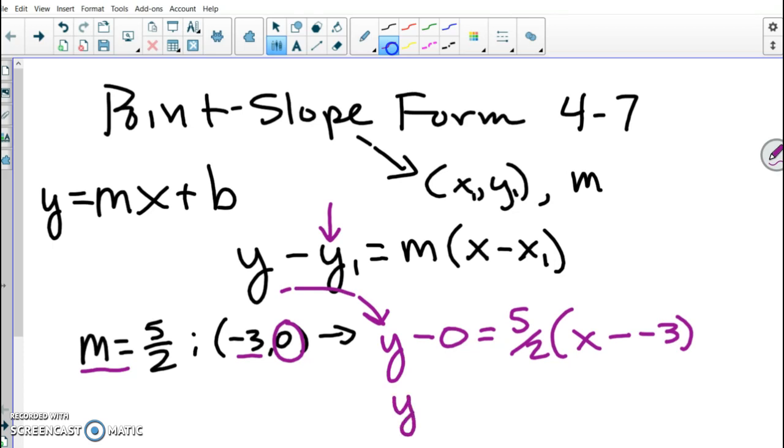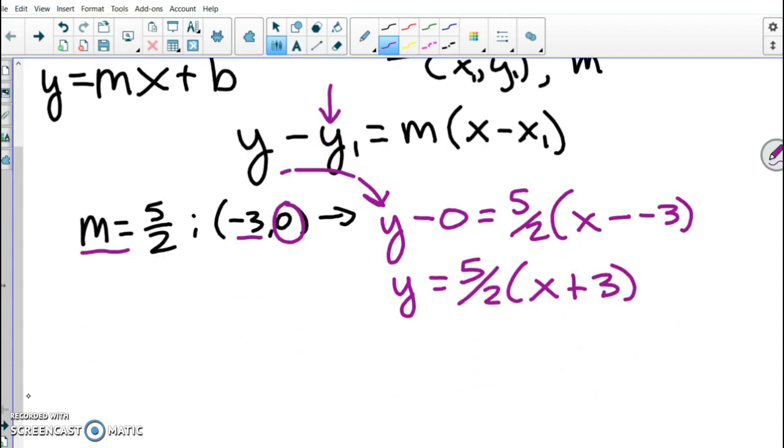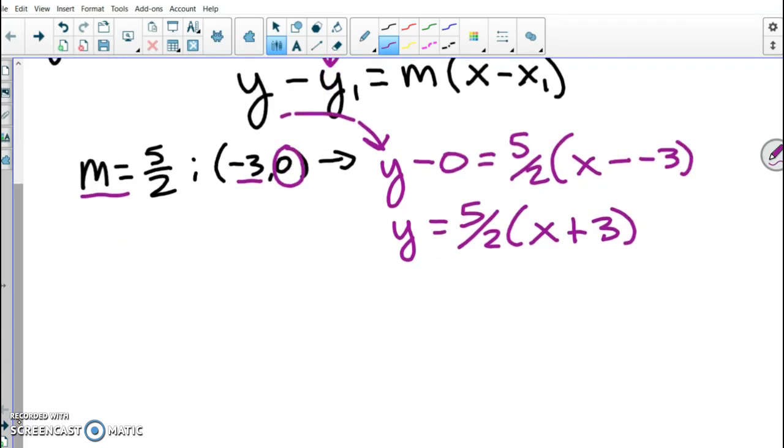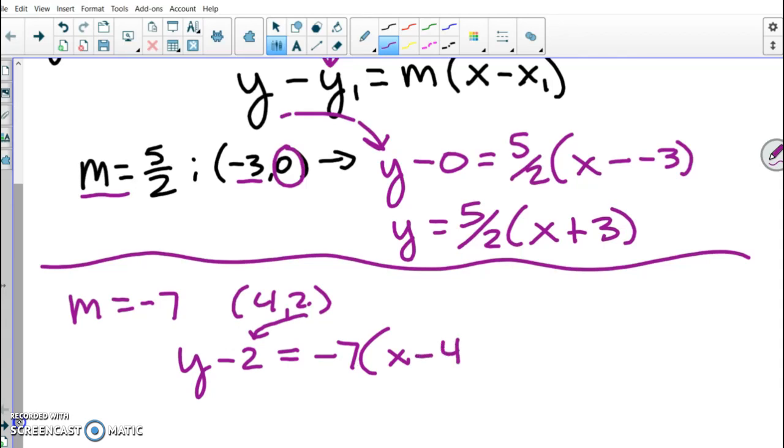If we simplify this quickly, y minus 0 is just y. We have 5 halves times x minus -3, which is plus 3, of course. And here we have our point slope form. Let's do part B quickly. Part B says our slope is -7 and our point is 4, 2. Plugging that into our point slope form, we take that 2 value, y minus the y value, is equal to our slope times x minus the x value.